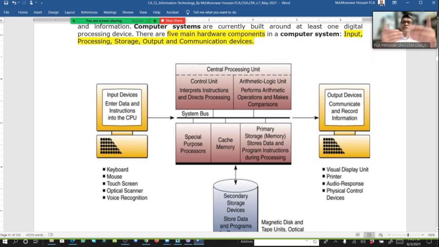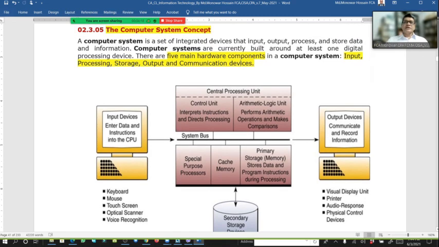So within the monitor we are visualizing that the answer is there, and also if we print it, we will get the hard copy. So it's also an output device, and also audio response, that is sound, also physical control devices, and also if we present it through a PowerPoint presentation, that is also an output device. So here we can say that the components of a computer system are five: input, process, store, output, and communication device.